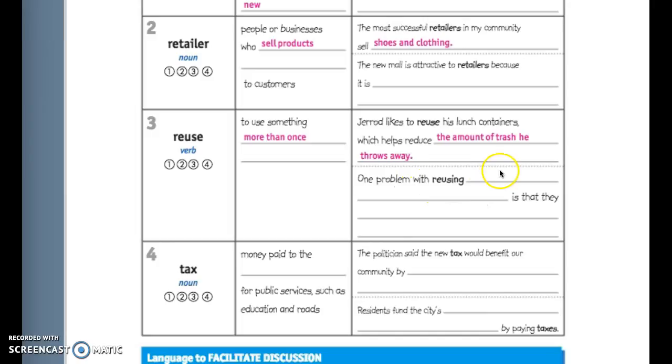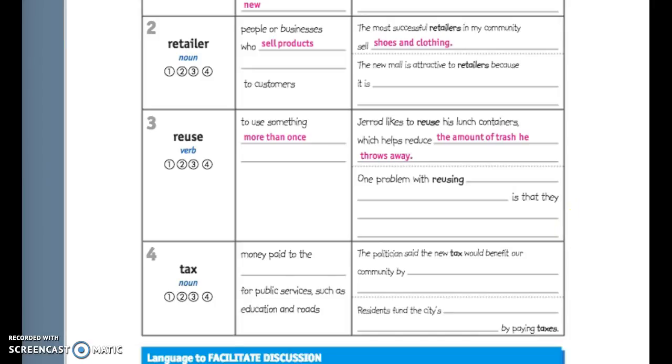So one problem with reusing blank is that they blank. What happens to them when you reuse them? They start getting really dirty? Is it unsanitary? Or does it get infested with germs? Do they start to break easily? Or maybe they're hard to clean? So go ahead and think of what would be best here and finish that sentence.